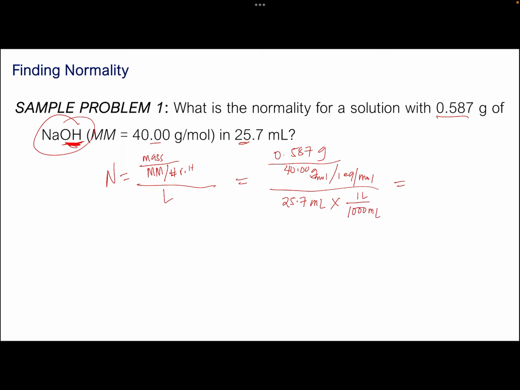So, calculate using your calculator. What we get here is 0.571 equivalents per liter. Cancel out the gram and the mole, and we are left with equivalents. Below, cancel out the ml. So for normality, the unit used is equivalents per liter.